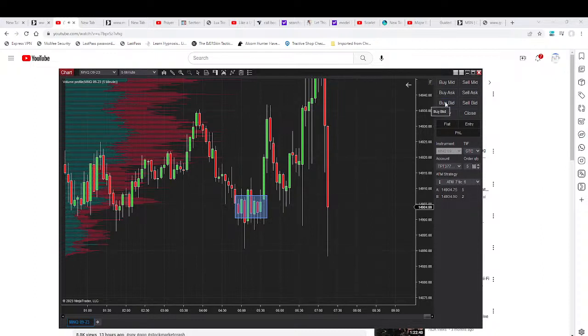But the bearish reversal conditions now puts the sellers back in control, and we are seeing distribution.